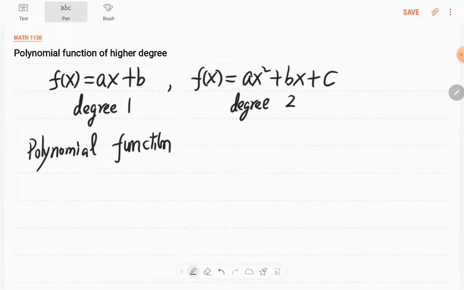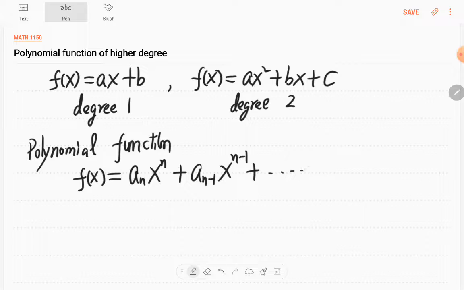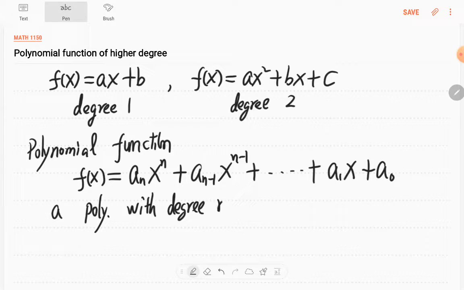The polynomial function can have the following form: f of x equals a sub n times x to the n plus a sub n minus 1 times x to the n minus 1 plus, continuing, plus a1 times x to the 1, so just x, plus a0. Okay, so this is called a polynomial with degree n, which is the highest power of the x terms.